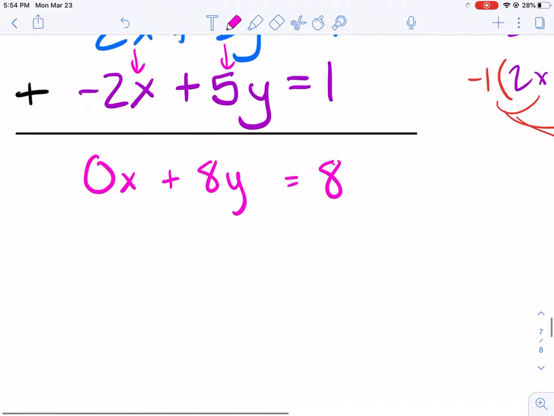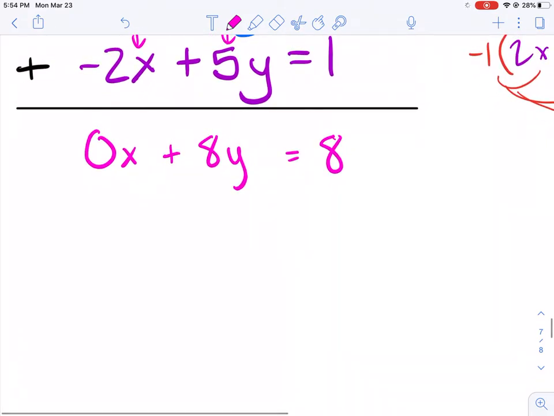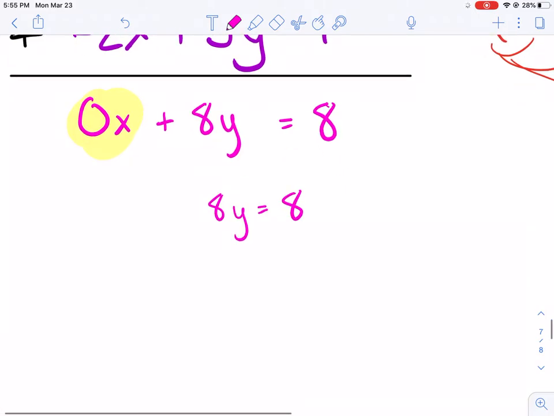Now, how do we know we did this right? Well, it's called the elimination method for a reason. 0 times x is just 0, so we don't even need to write it. It was eliminated, and that's the whole point. That's why it's called elimination.